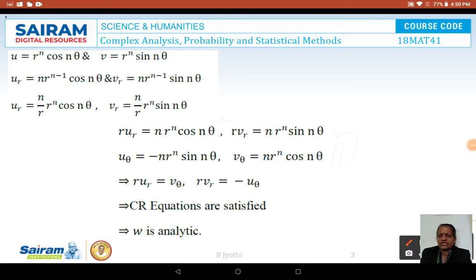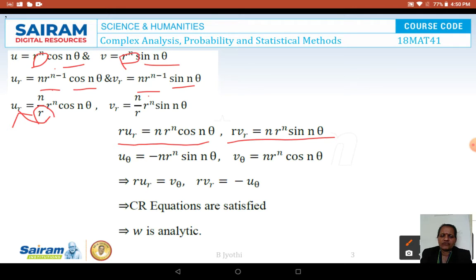Next, differentiate this with respect to r. Then r to the power of n derivative will be n into r power n minus 1, where cos n theta will be treated as constant. And again, when we are differentiating v with respect to r, again r power n is differentiated, that is n r power n minus 1, and sin n theta will be treated as constant. And this r power n minus 1 is split as r power n divided by r in both the cases. So this r, which we take to the left hand side, we get r into ur is equal to n r power n into cos n theta. Similarly, r vr is equal to n r power n into sin n theta.